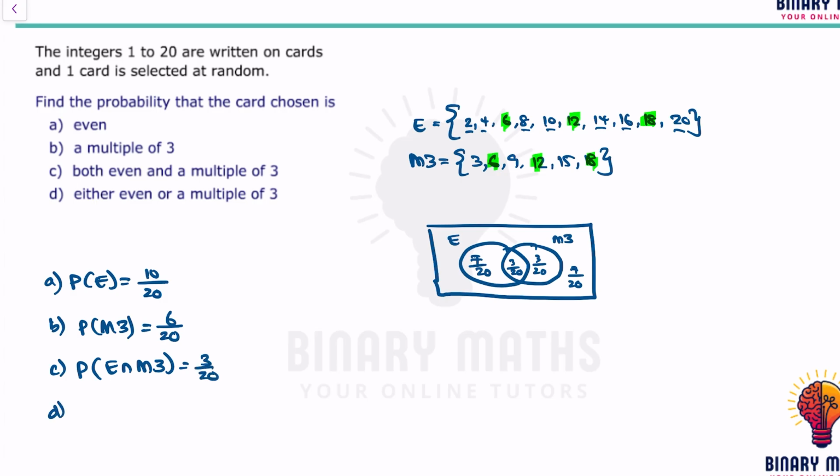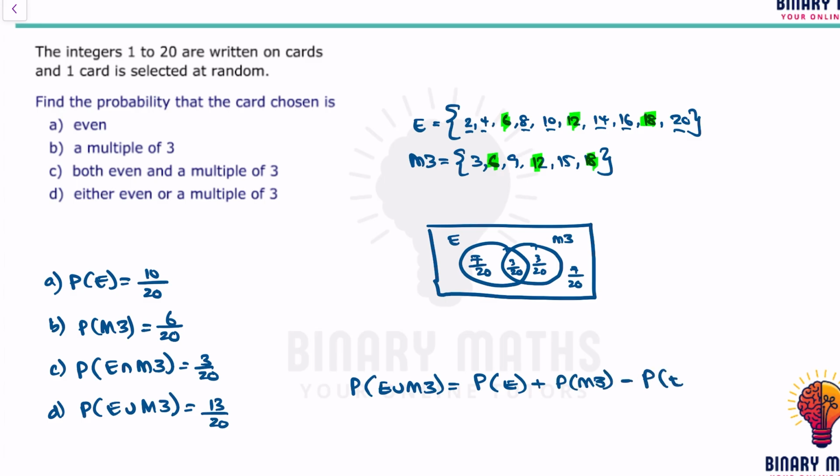And D, probability either even or multiple of 3. We can use the addition formula to show this, or let's just do it on its own. So even union multiple of 3 is 7 out of 20 plus 3 over 20 plus 3 over 20, which is 13 over 20. And let's check that it does follow the addition rule. So probability of E plus probability of multiple of 3 minus probability of E intersect multiple of 3. So 13 out of 20 must be equal to 10 out of 20 plus 6 out of 20 minus 3 out of 20, which does make sense. So it does work.